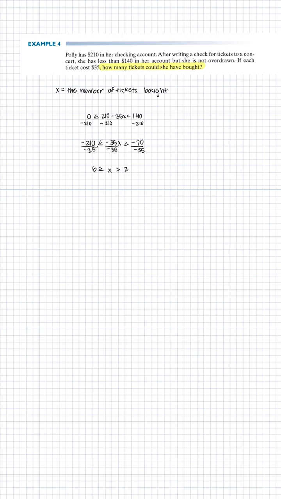So that means that we fall under this bracket, and the way that we're going to write our answer is that Polly bought more than 2 tickets, but at most 6. So that means that she could have bought 3, 4, 5, or 6 tickets. So that goes under this domain. It's 3, 4, 5, or 6. Those are all of the amounts of tickets that she could have bought.